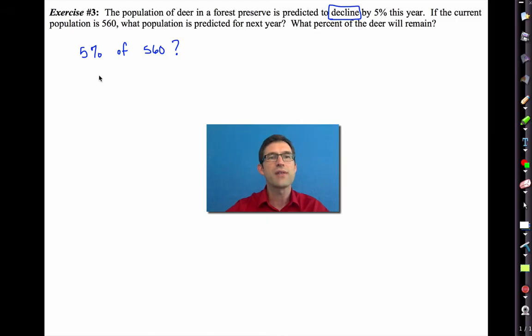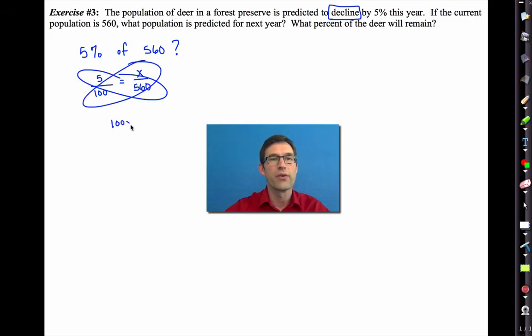All right, so just like in the last problem, I'm going to write 5 is to 100, right, as x is to 560. Okay, we can cross multiply. We'll get 100x is equal to 5 times 560. All right, I had to cheat a little bit there, which would be 2800. Then I'll divide both sides by 100, and I'll find out that x is 28. So 28 is 5% of 560. All right, so the deer population next year will be 560 minus 28, which will be 532.